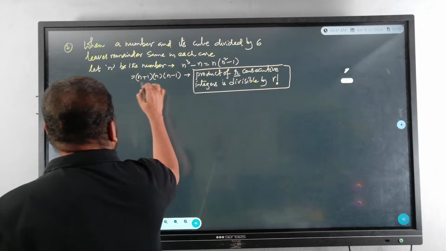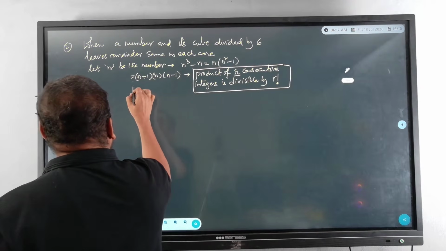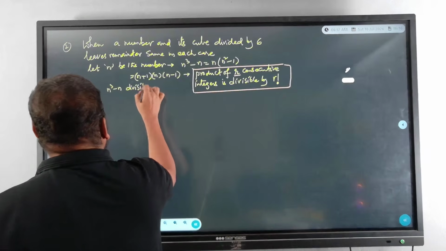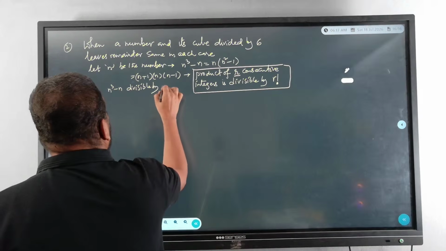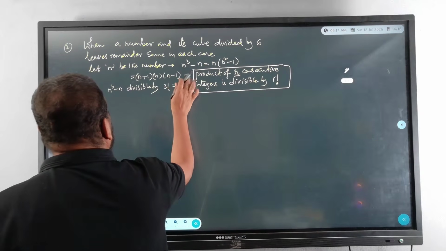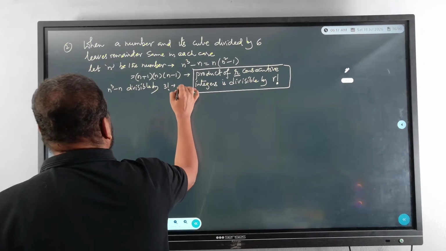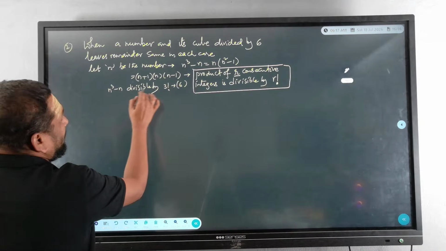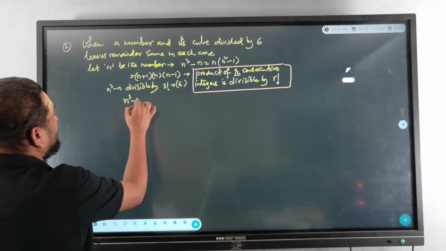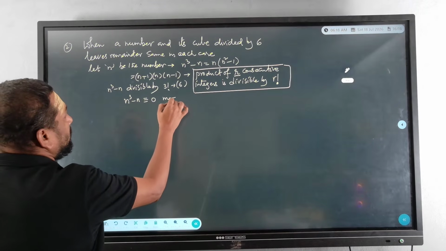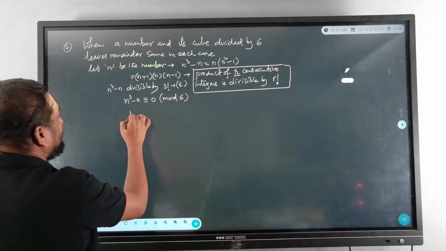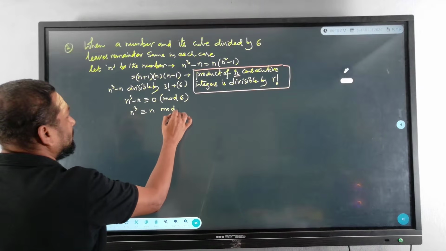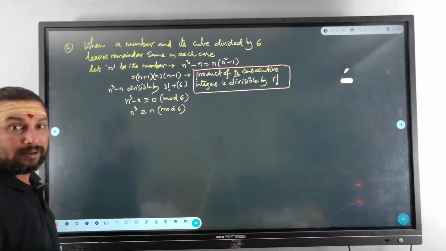So here it is 3 consecutive integers. So n cube minus n is divisible by 3 factorial, that is 6. So n cube minus n is congruent to 0 mod 6. So n cube is congruent to n mod 6.